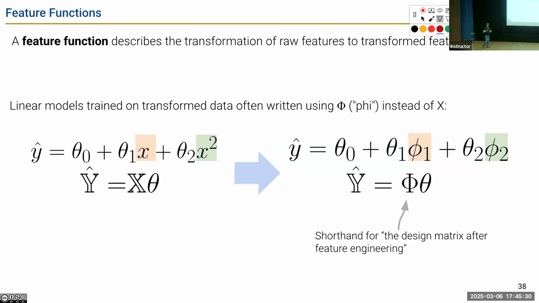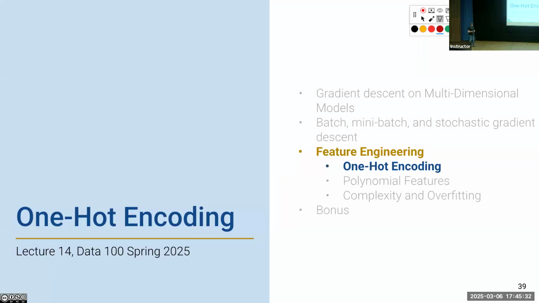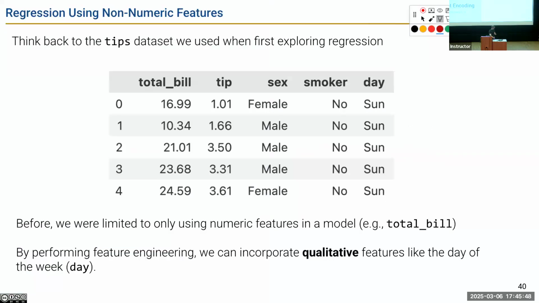Now let's actually talk about ways to do feature engineering. One-hot encoding, super important topic. This one's really good to understand well. Almost every qualitative feature you ever deal with, you will handle with one-hot encoding. So this is an incredibly important topic. How do we do it?